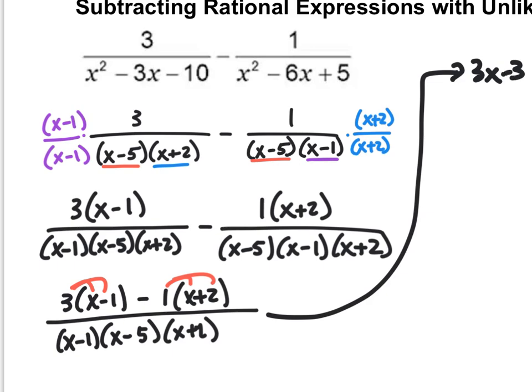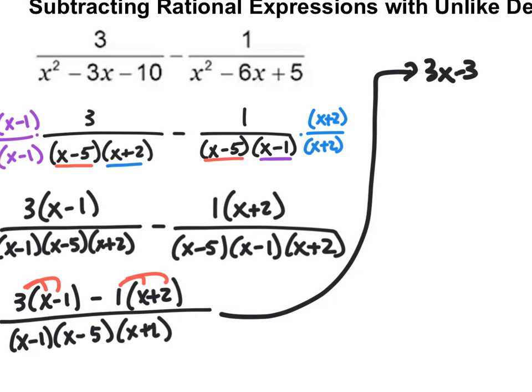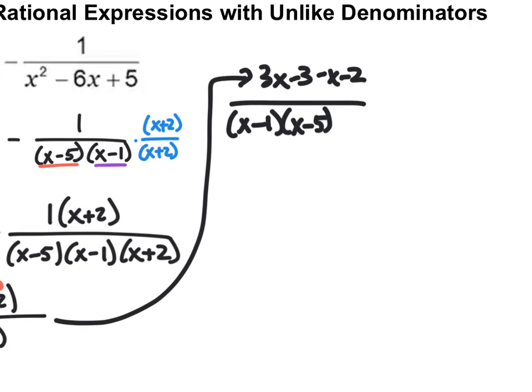Okay, and so then on the next part, it's really important when you subtract a quantity in your numerator that you distribute that negative, and that's kind of why I write all this stuff out and keep that 1 there, because we're going to have to distribute that negative. So this is going to give me minus x minus 2, and then this is all over x minus 1 times x minus 5 times x plus 2, okay?